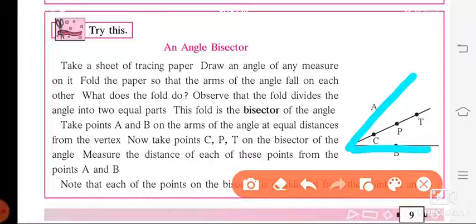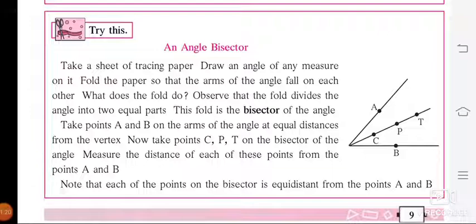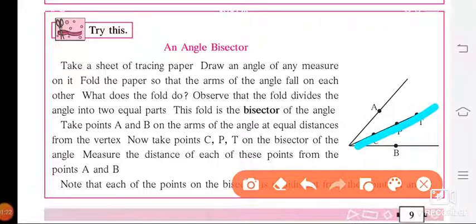Okay. What does the fold do? So when you fold the paper, what will that fold do? If you observe carefully, then you can see that the fold divides the angle into two equal parts. This fold is the bisector of the angle. So here is the fold. Whatever I have marked just now, that is the fold, and it is called the angle bisector of the angle.